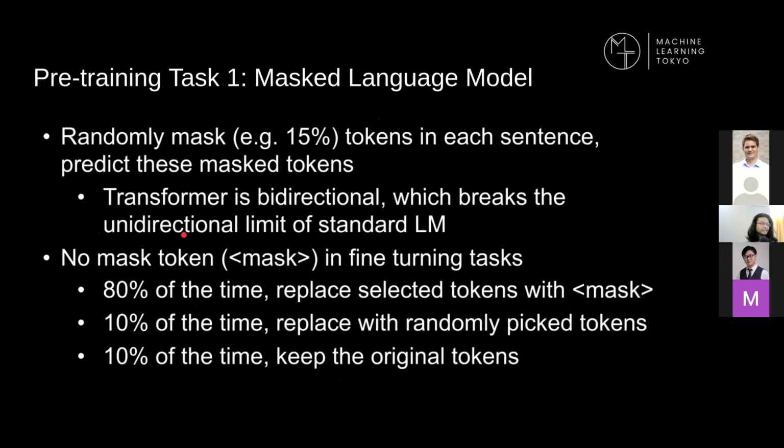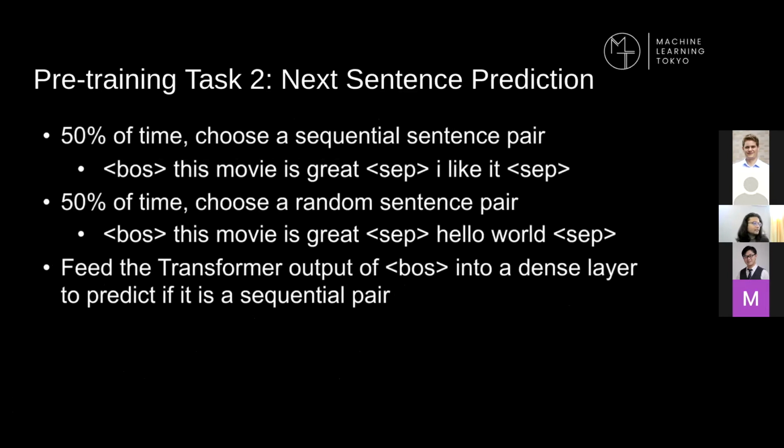The way to train it for the masked language models is to just randomly mask 15% and we will try to predict it. Essentially, for task 2, the sentence prediction, we take 50% of the time, choose the sequential sentence pair, and then the other 50% choose random sequence pairs. Feed the transformer output of the tag into a tensor layer to predict if it is a sequential pair.